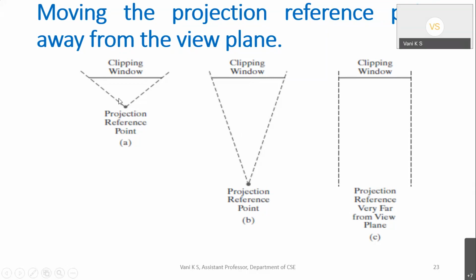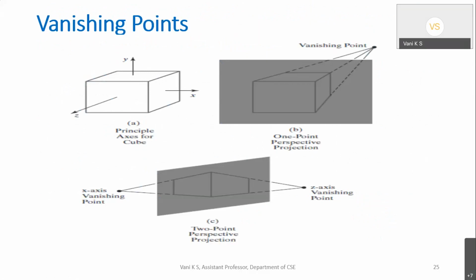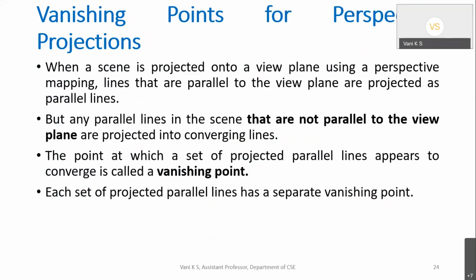I'll repeat what is happening here. If the projection reference point and the clipping window are very near, the size of the object will be larger. Here the size will be a little bit smaller, and here it almost matches the parallel projection. Now, something we also call vanishing points in perspective projection. Perspective projection, you understood, I think. Here we have vanishing points. What do you mean by vanishing points? All these projected lines appear to converge at one point. For example, let me show you an example. See here now.